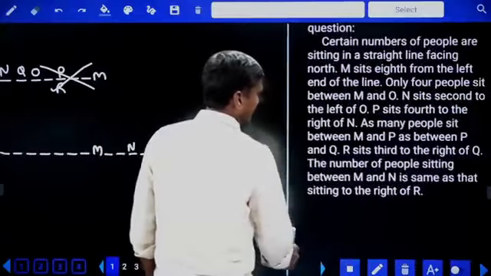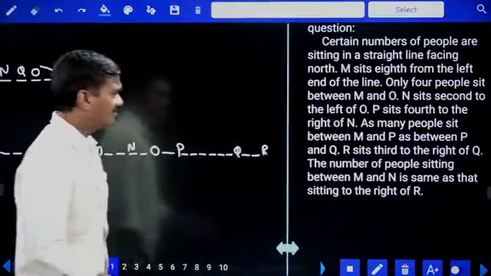And what is the next information we have? Number of people sitting between M and N.